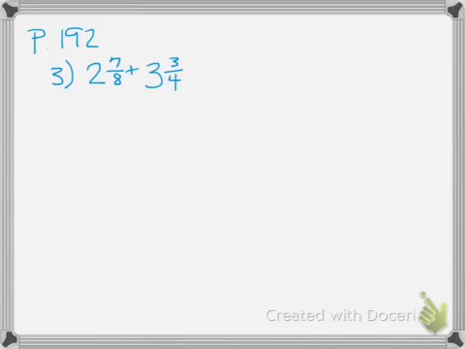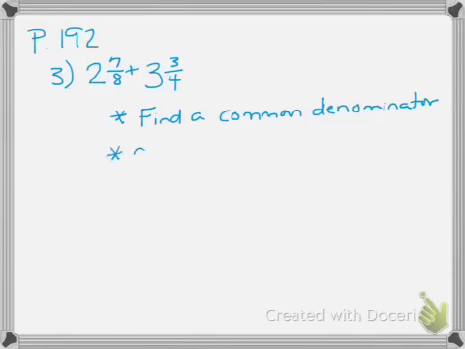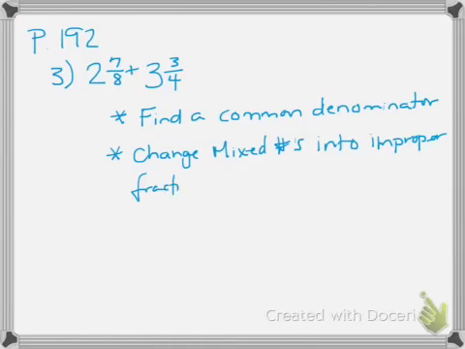The first thing that I need to do is find a common denominator. The second thing I need to do is change the mixed numbers into improper fractions. All right, let's start with number 1.